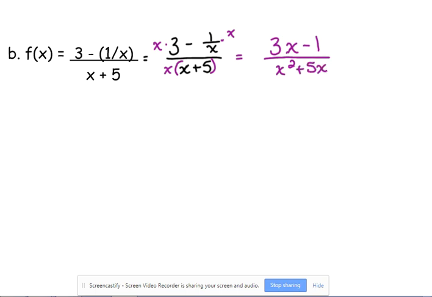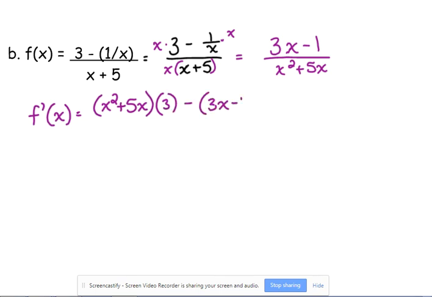Now, I do go ahead and distribute that because I don't have to do the product rule within my quotient rule, okay? I can, but it's a little bit of a pain. So we're just going to multiply it out so that we don't have to do the product rule within the quotient rule. So f prime of x is equal to low d high, x squared plus 5x times 3, minus high d low, 2x plus 5, all over low squared.